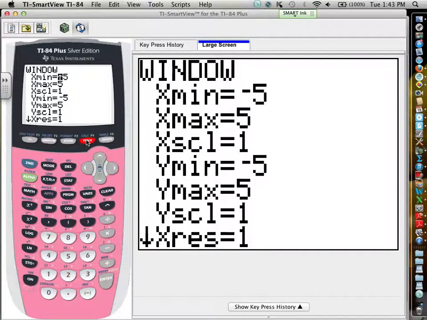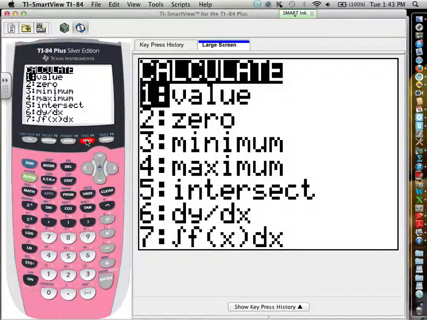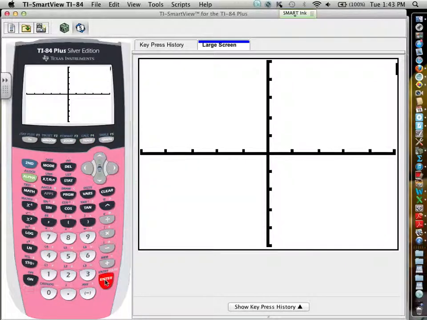Second and calculate, which is the trace button. We want to integrate, which is number 7. Are you guys with me? You want to practice typing this in your calculator because this will save you lots of time and energy here. Now the graph that you're looking at is not the graph that we drew on that first page there. The graph that we're looking at is going to be the graph for this thing right here.